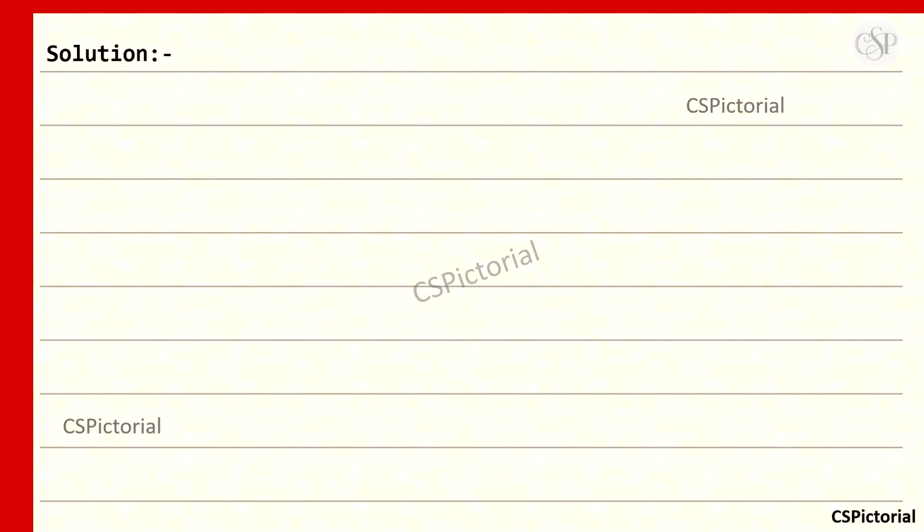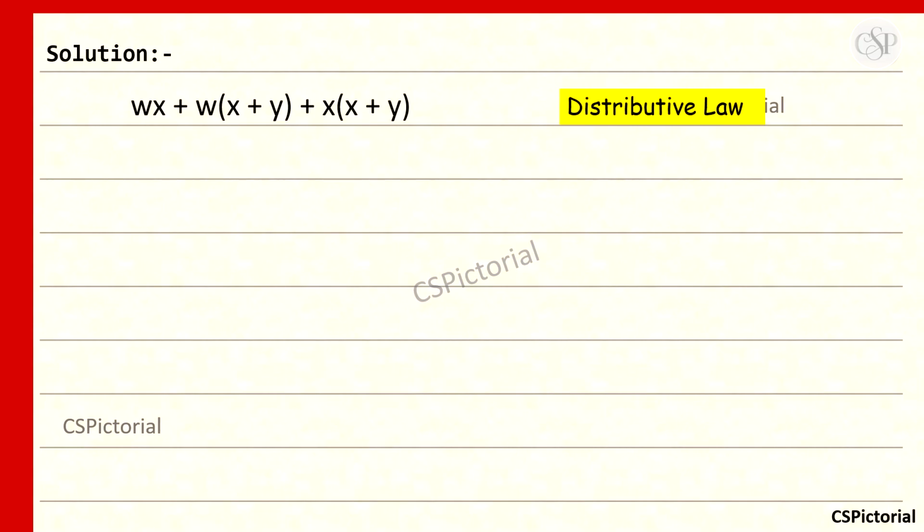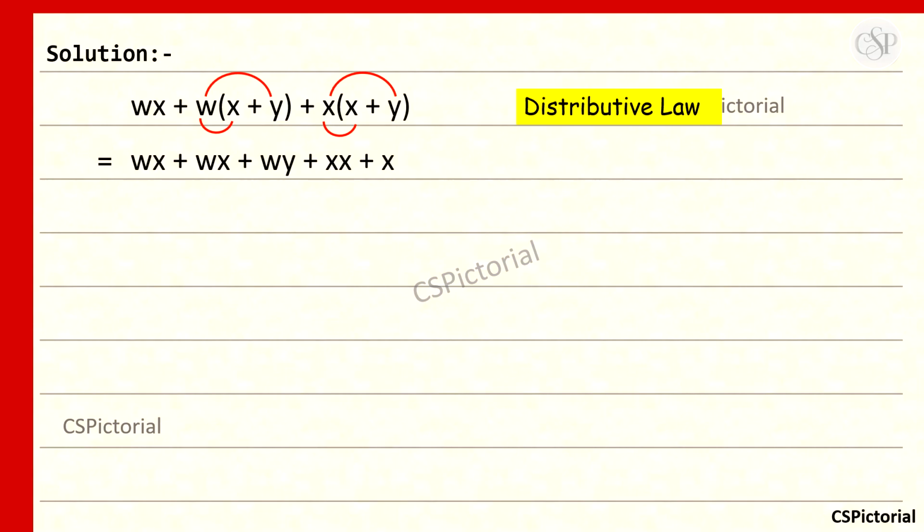Let us take the left hand side of the first expression. It is wx plus w into x plus y plus x into x plus y. Applying the distributive law, multiply the term outside the bracket with each term inside the bracket. Now the expression becomes wx plus wy plus xx plus xy.